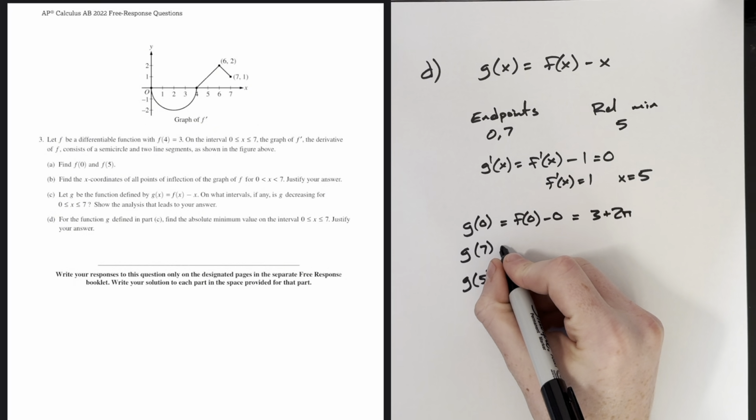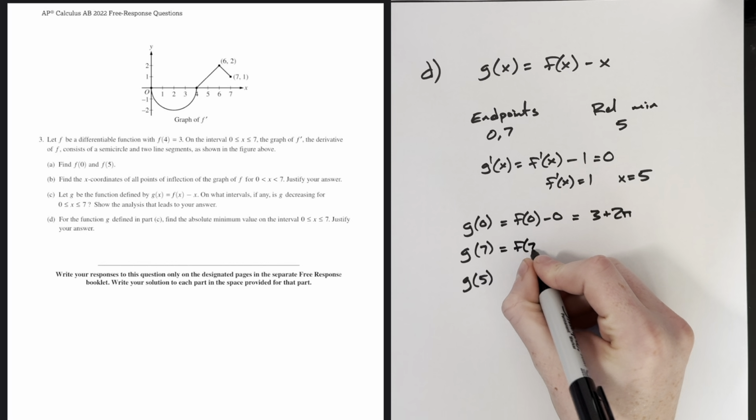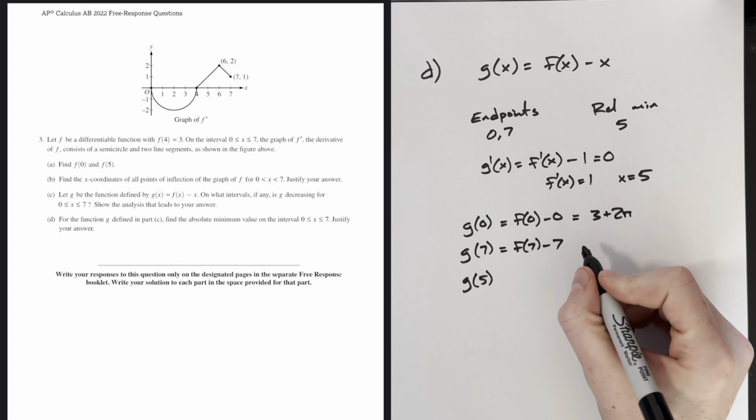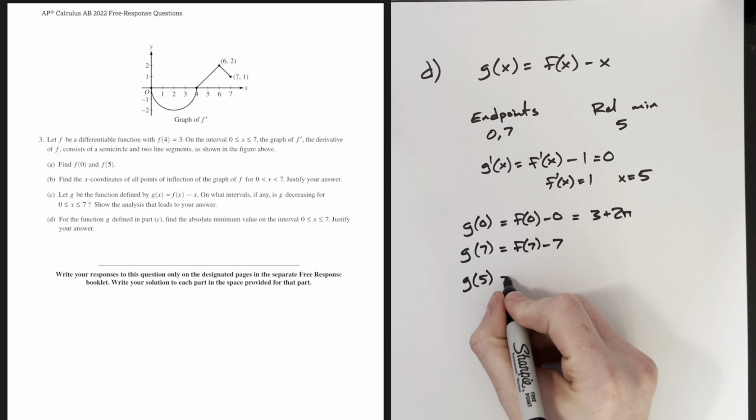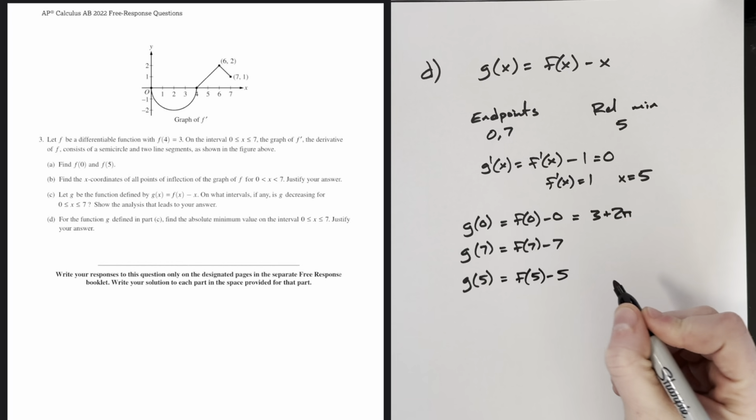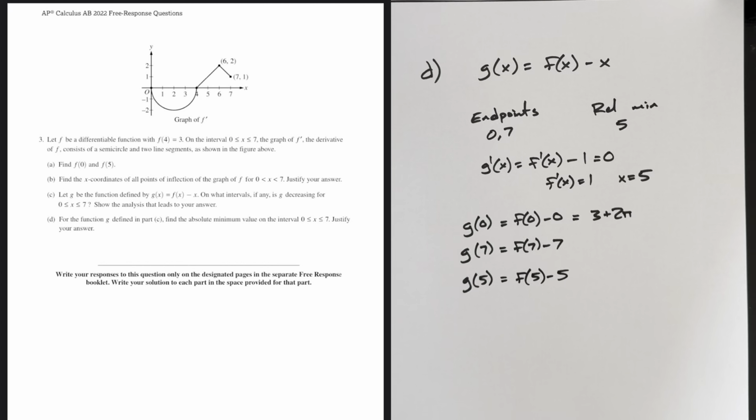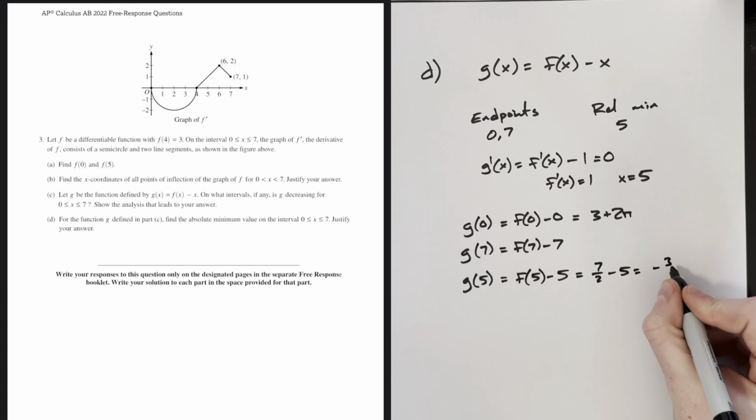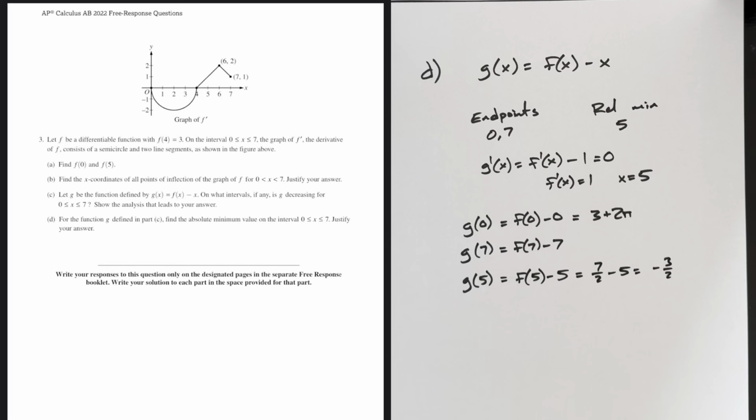Now g of 7 is going to be a little bit more difficult because that's f of 7 minus 7. To determine f of 7, we're going to have to use the same process that we did in part A, where I integrate and solve for it. We'll come back to that. G of 5, they actually already told us a big piece of that as well, because we solved for f of 5 in part A. Once again, f of 5 was 7 halves. So this will give us 7 halves minus 5, which is negative 3 halves. But now let's talk about f of 7.